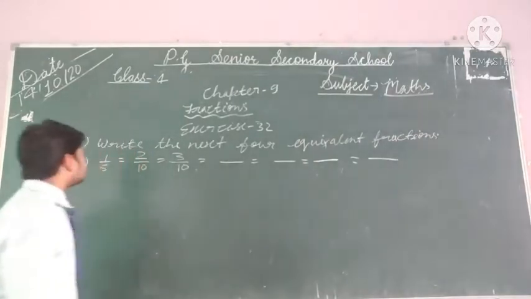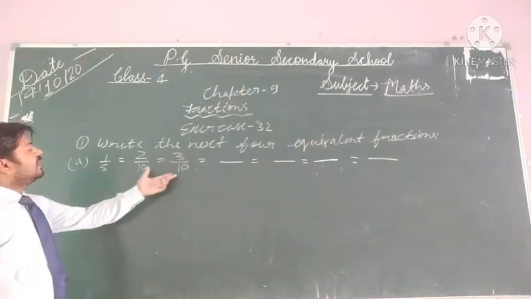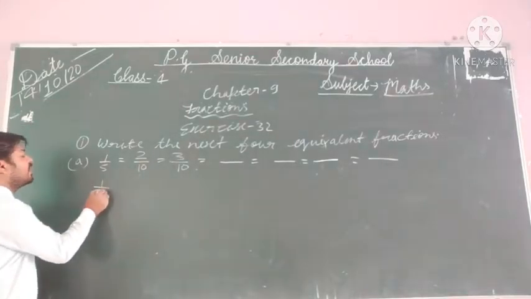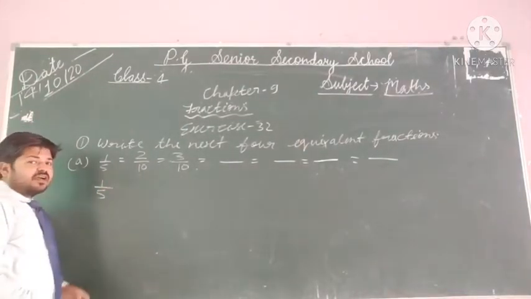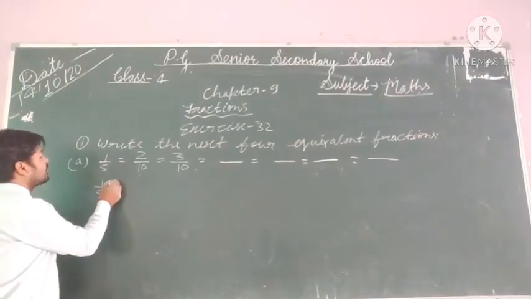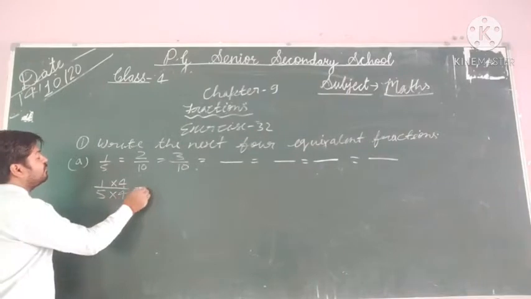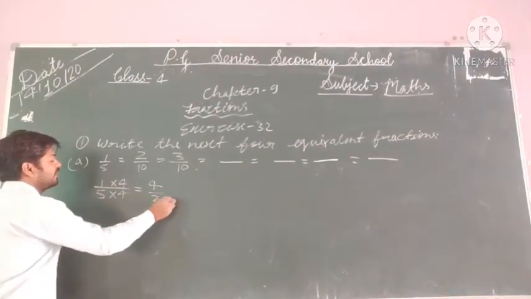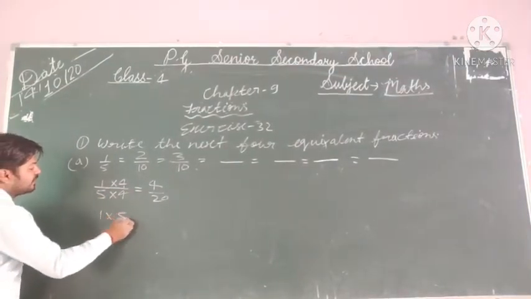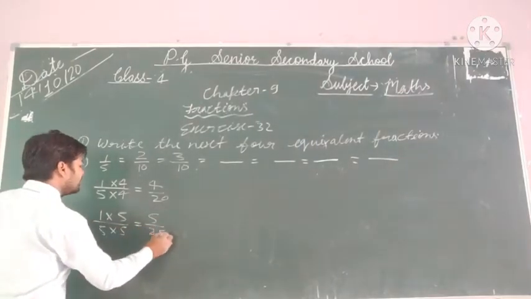So how will you find it? 3 fractions are already given here. It means the 4th fraction you have to tell. How will you find the 4th fraction? You have to multiply the numerator and denominator by 4. So 1 by 5 becomes 1 into 4 and 5 into 4. 1 4 is 4, 5 4 is 20. Next, now you will multiply by 5. So 1 multiply 5 and 5 multiplied 5. So 5 and 25.